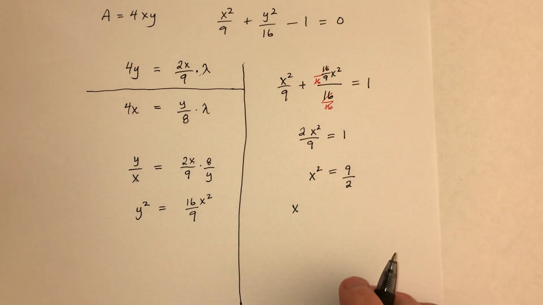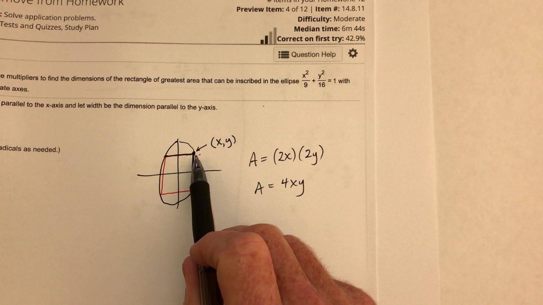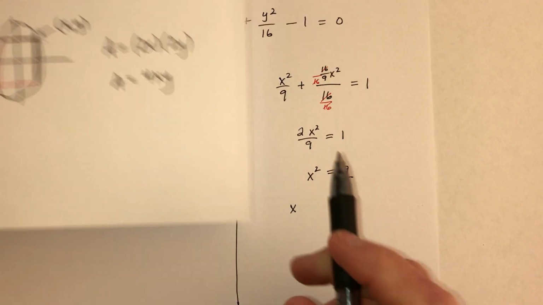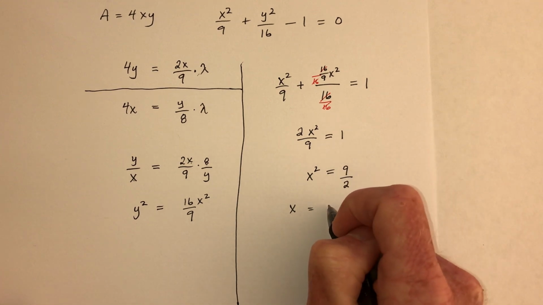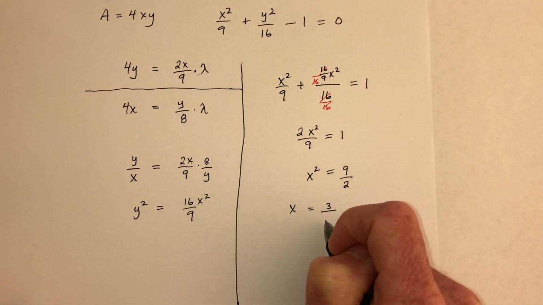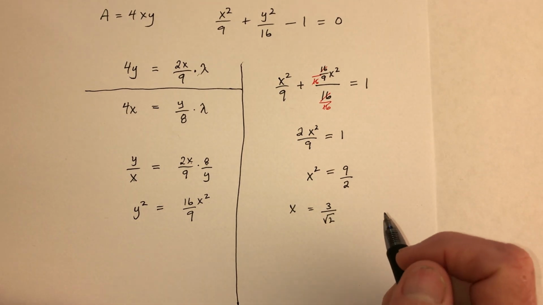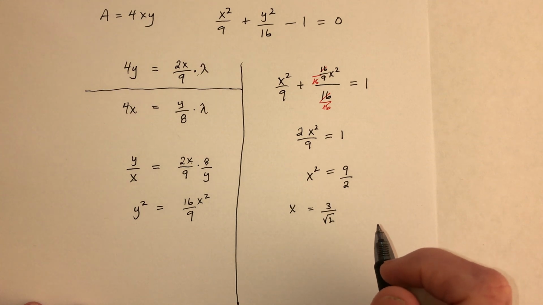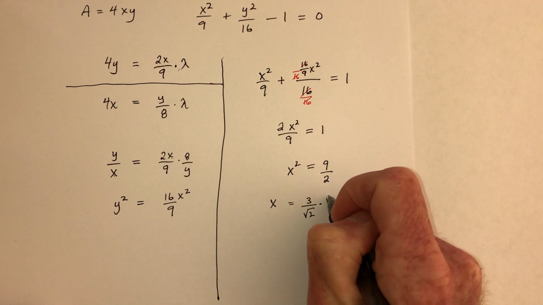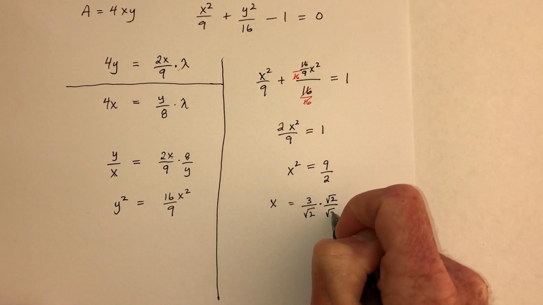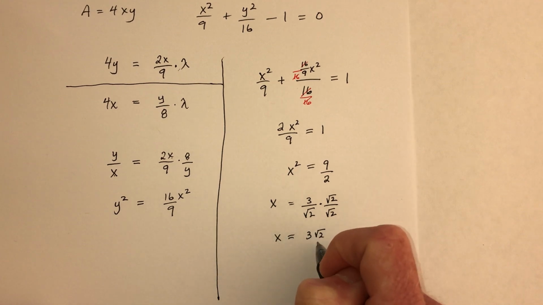So usually you have to put plus and minus the square root, but I was talking about this one, which is in the first quadrant. So x is positive and y is positive. So it's going to be the positive square root, and square root of 9 is 3, square root of 2 is just square root of 2. And then it says use radicals as needed, but I have a feeling that they rationalized the denominator, so I'm going to do that. So x is equal to 3 radical 2 over 2.